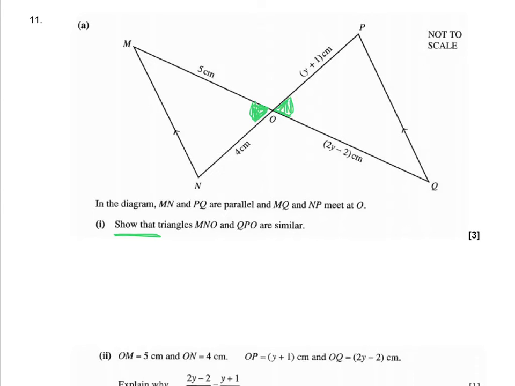Okay, and the way I'm going to write that is that angle MON is the same as POQ. And I'm going to write down a reason for that as well, which is that opposite angles are equal.